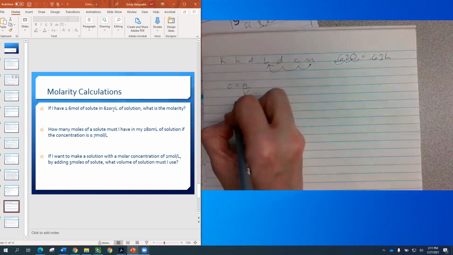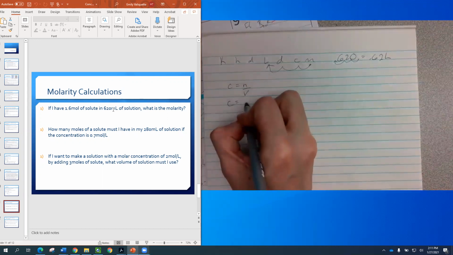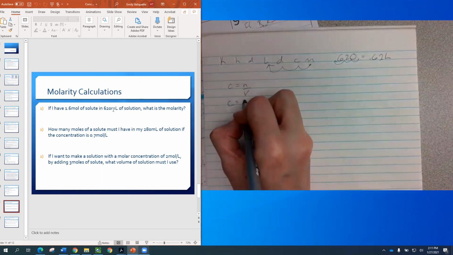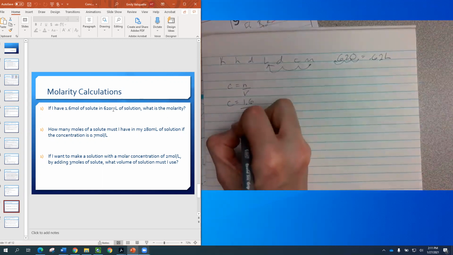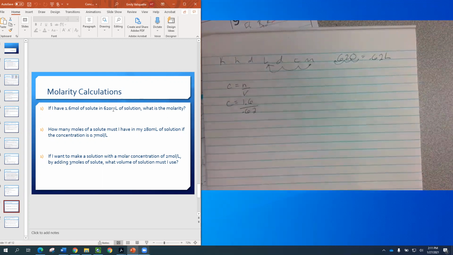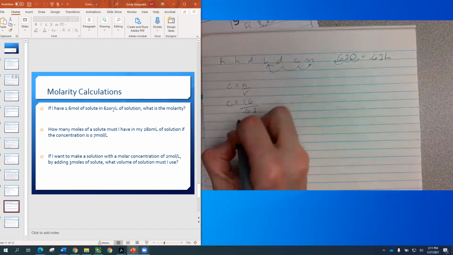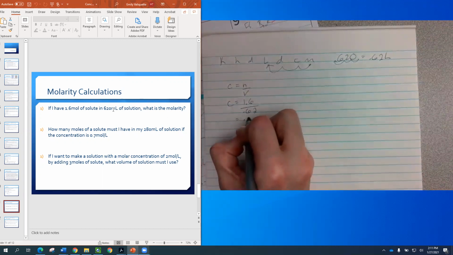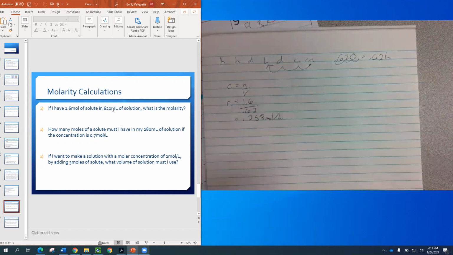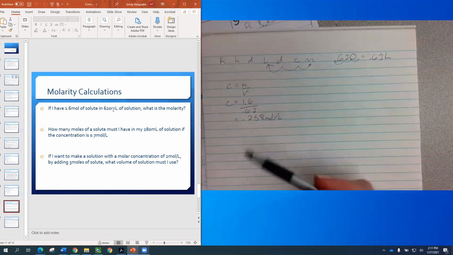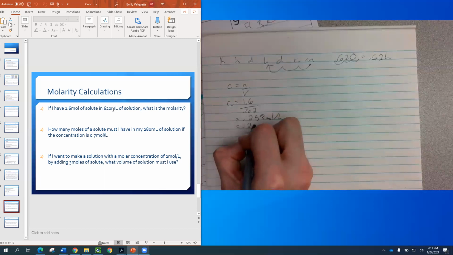I'm looking for the concentration. I was told that I have 1.6 mole of solute. And of course, my 0.62 liters is my volume. So 1.6 divided by 0.62 gives us a concentration of 0.258 moles per liter.